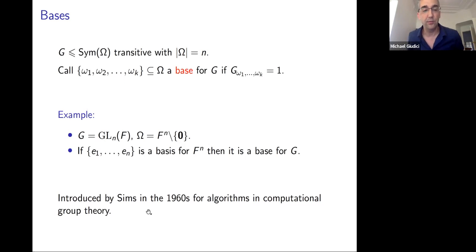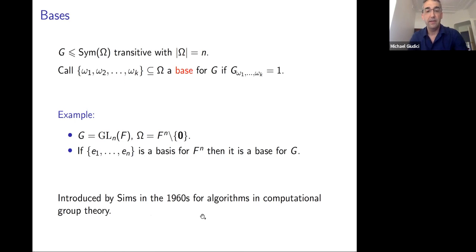But they are very useful, and they were introduced by Sims in the 60s for algorithms in computational group theory, and in particular for computational permutation group theory. Many algorithms for permutation groups essentially first find a base and a strong generating set, and from that the algorithms for calculating things in the permutation group are able to use the base and the strong generating set to do the computations.